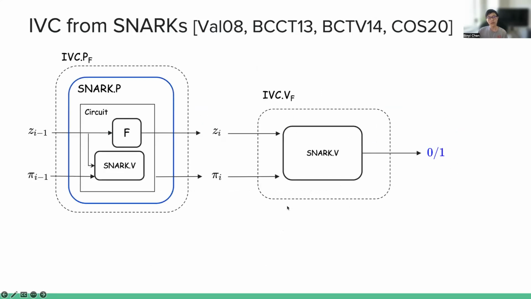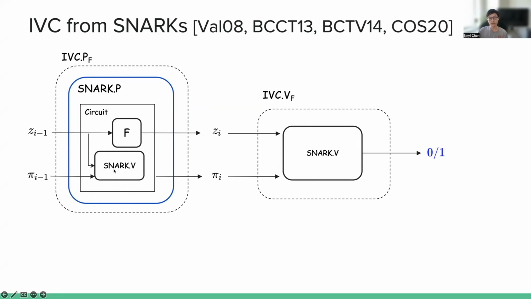It is well known that an IVC scheme can be constructed from SNARKs. The idea is just to let the IVC prover generate a SNARK proof, proving the statement that the last step function execution is correct, and that the previous IVC proof is correctly verified by the SNARK verifier.